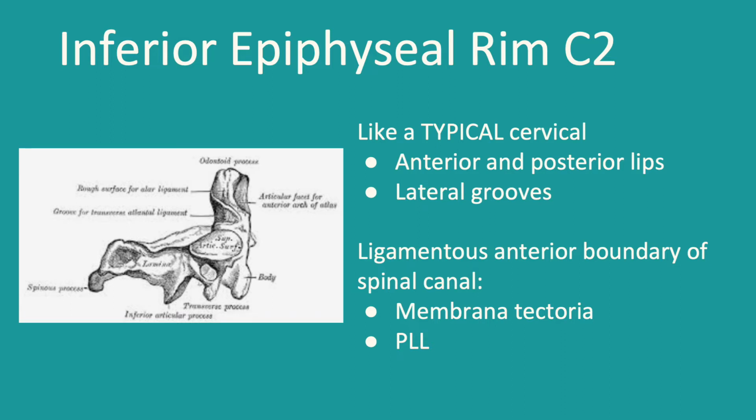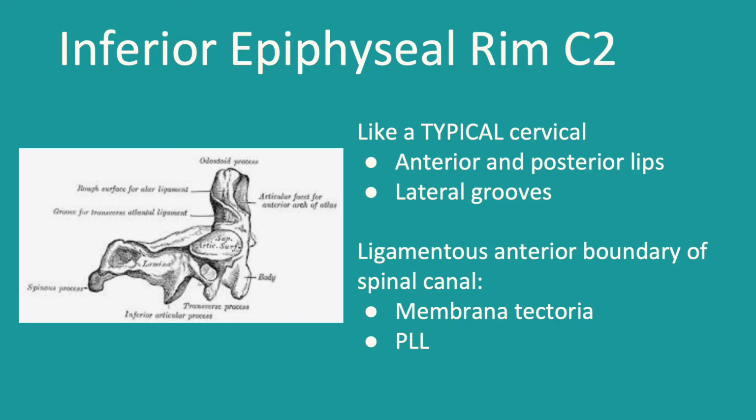Okay, moving on to the inferior epiphyseal rim of C2. So remember, we are in vertebrae that are abnormal. Obviously, the top is unlike any other cervical. C2 is very unique, but the bottom is pretty normal, if you will. So it's going to be like your typical cervical.